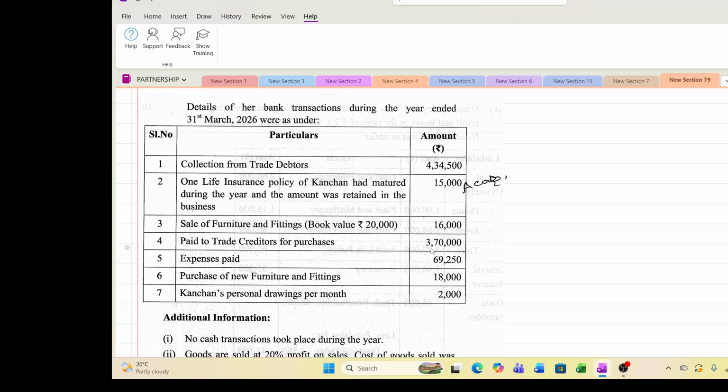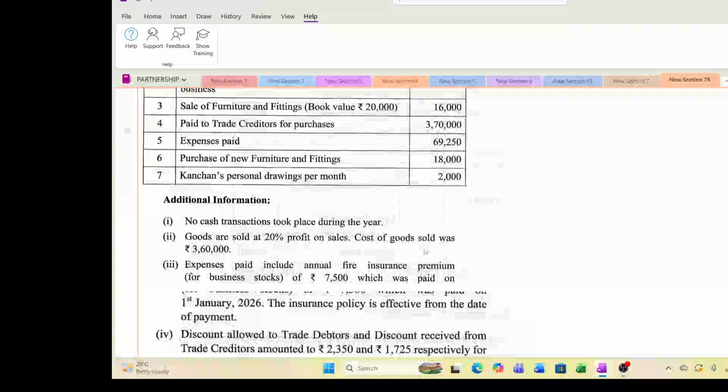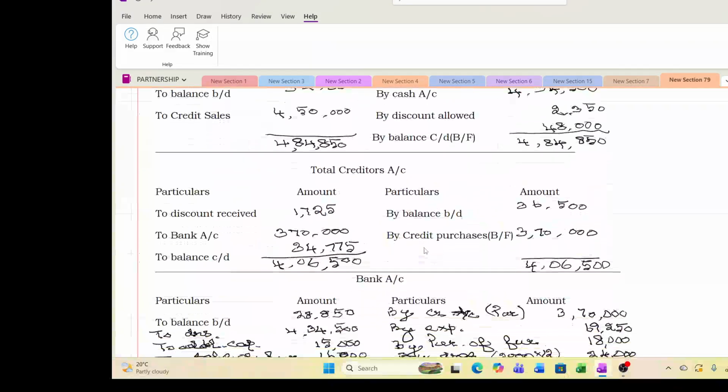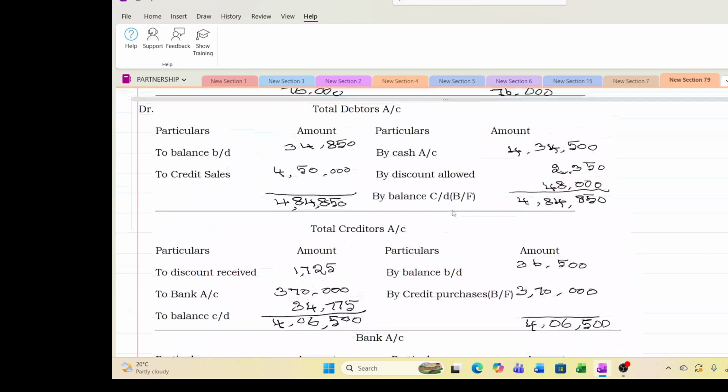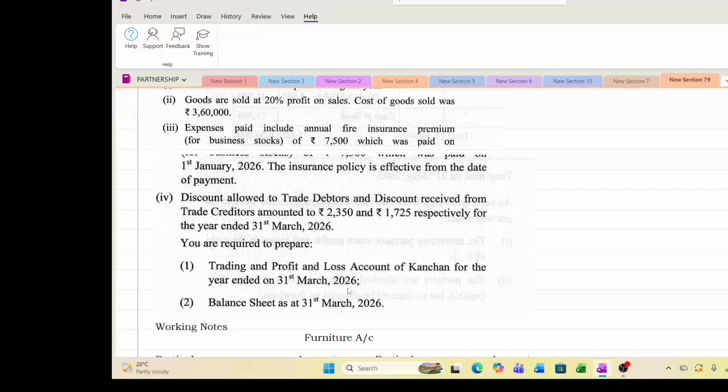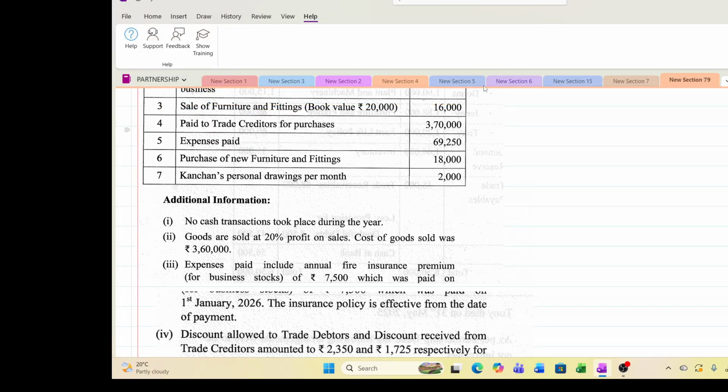Paid to creditors. So bank money has gone out of the bank. 3,70,000, and this will appear in your creditors account also. Okay, in bank account 3,70,000 is paid to creditors, and in your creditors account to bank account 3,70,000. So both the places it was recorded.